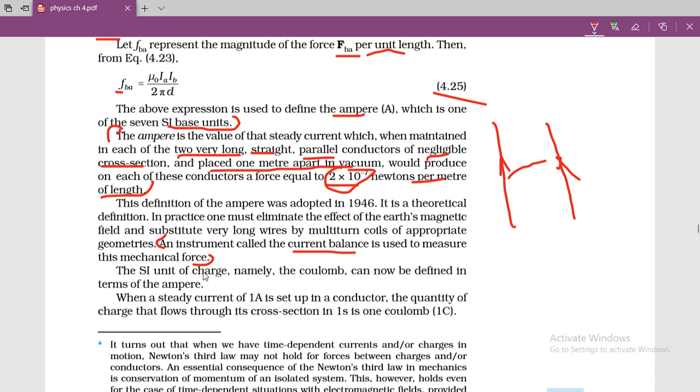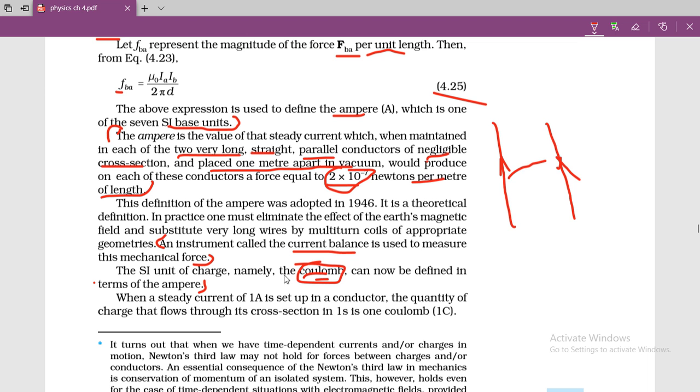Now the SI unit of charge, namely the coulomb, can now be defined in terms of ampere. So the SI unit of charge, namely the coulomb, can now be defined in terms of ampere. So let us define this 1 coulomb, this is the unit of charge, in terms of ampere.